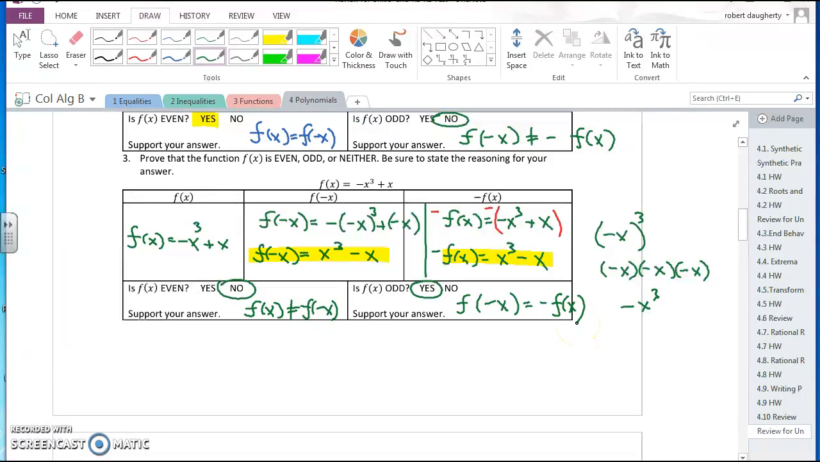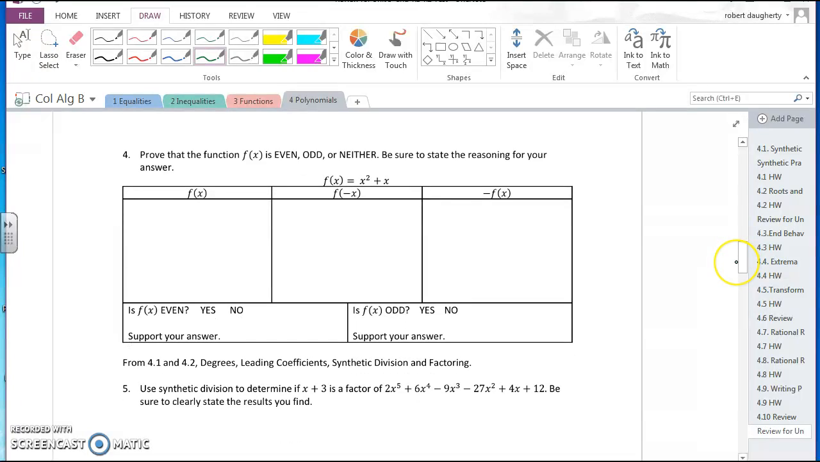Okay, so that's looking at the first three problems, algebraically proving that functions are even or odd. We'll take a break and come back. Well, we'll do one more. There is one more. Let's finish this up.